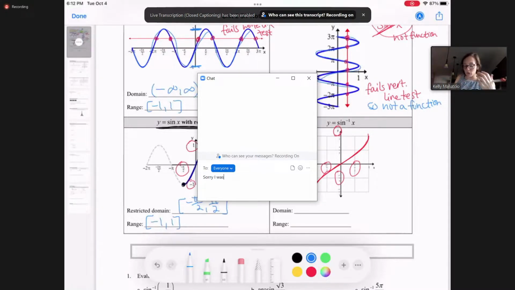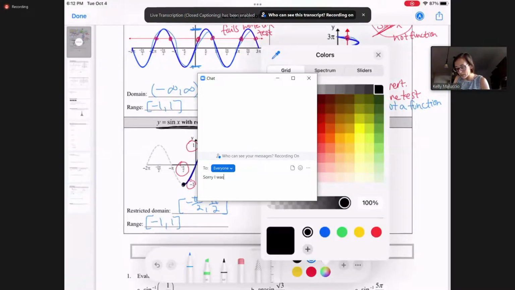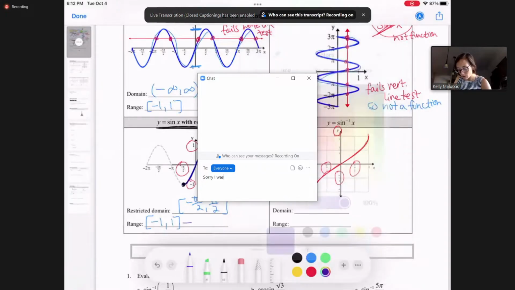So now looking at how do I get domain and range here? Well, my domain of my inverse is negative 1 to 1. It's my range from my original. And my domain of my original is the range of my inverse, right?